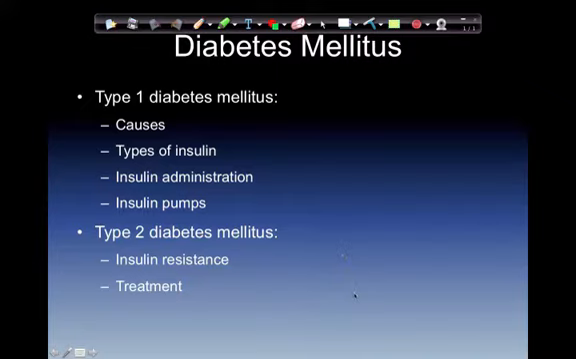Diabetes mellitus. Type 1 diabetics are insulin dependent, which means they have a lack of insulin, or they produce no insulin by the pancreas. There are over 20 different types of insulin. There's rapid, intermediate, and long-acting, just branched into a couple simple groups. Insulin administration: the most common form of it is injection.